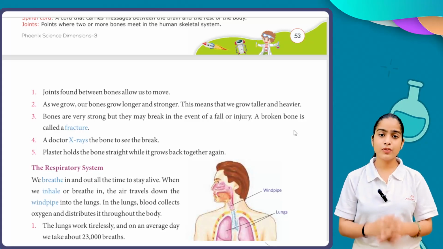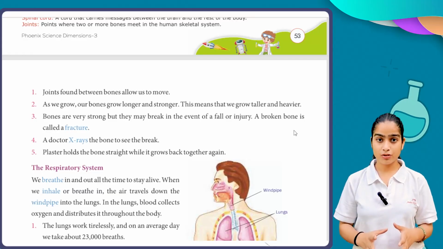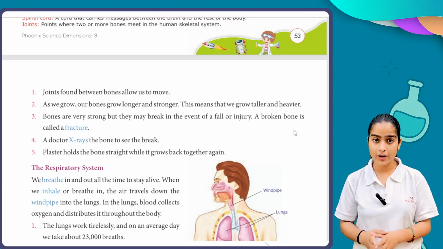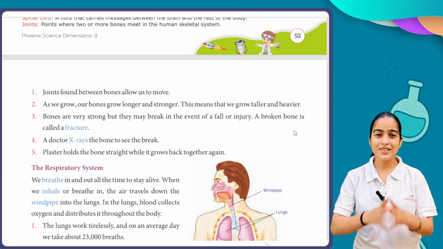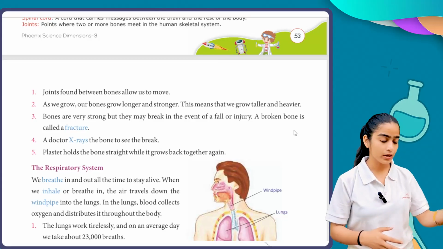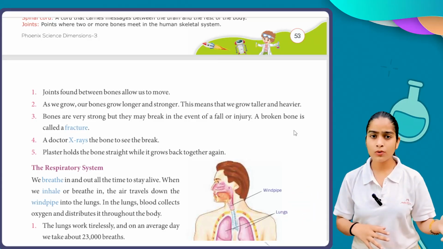So whenever you feel any kind of breakage in your bone, it is referred to as a fracture. And this happens just because of that. For example, you fall down from a tree.